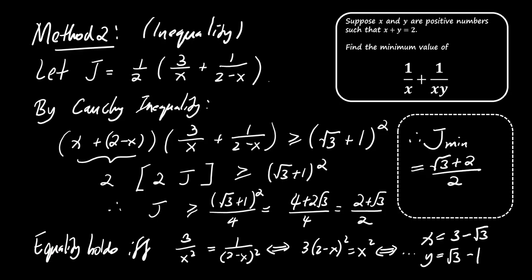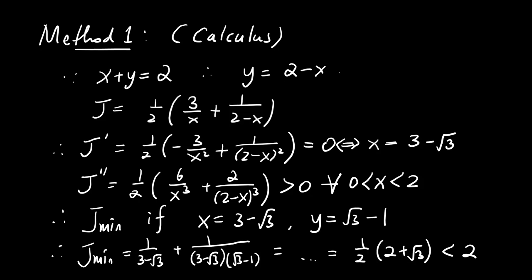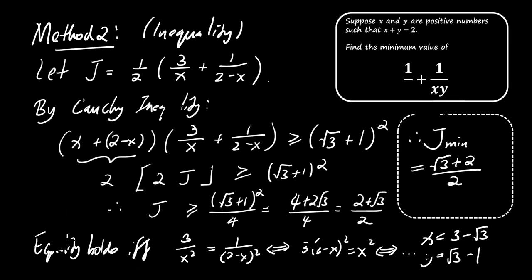In method 2, we used the Cauchy inequality to arrive at the same result. While method 1 used calculus to determine the minimum value through derivatives, method 2 relied on inequality properties to establish a lower bound for the expression and showed that the minimum value occurs at the same point.